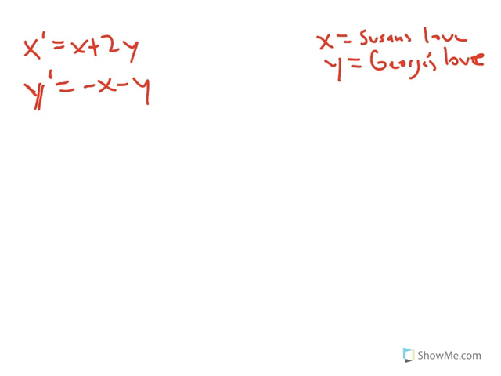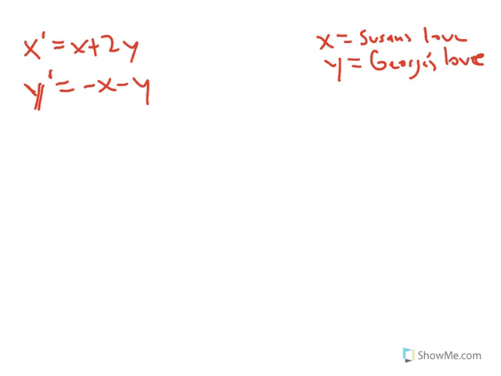Well, we see that in Susan's equation, there is a factor of x right here. What does that mean? Well, it means that the more Susan loves George, the more she tends to love him even more, which I don't know how much real sense that makes. I guess that's true in some sense. And there's also a factor of y here, which means as George loves her more, Susan gets more and more happy and loves him even more.